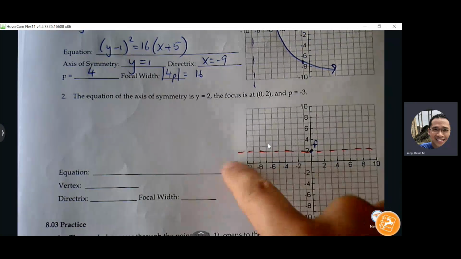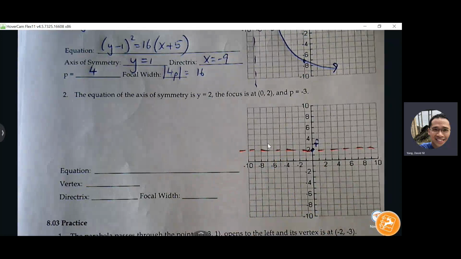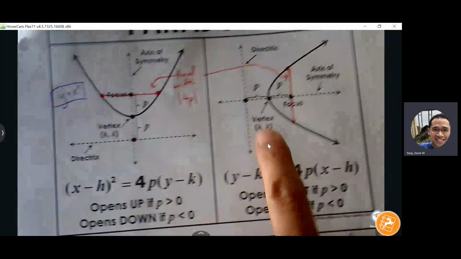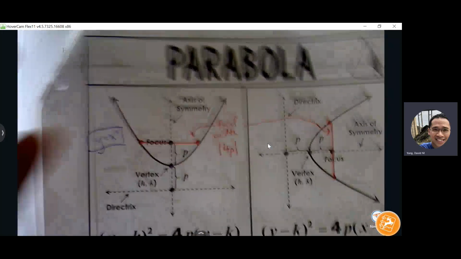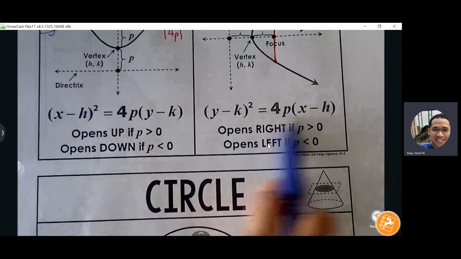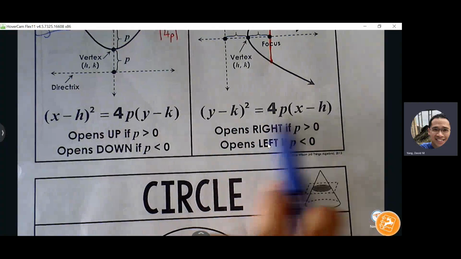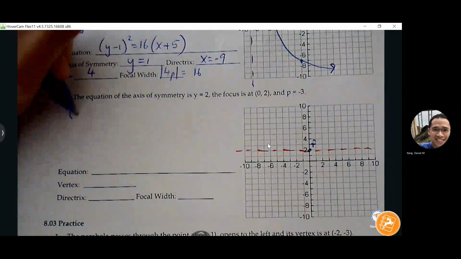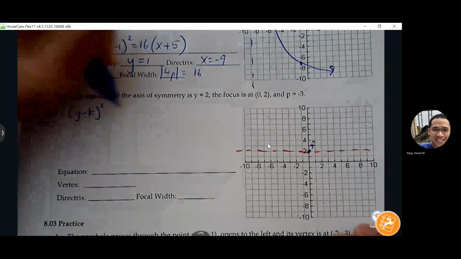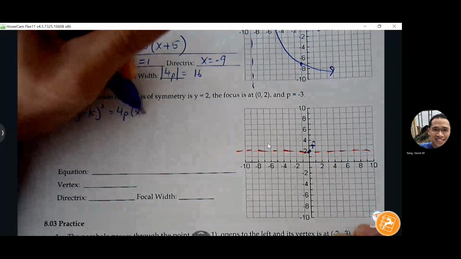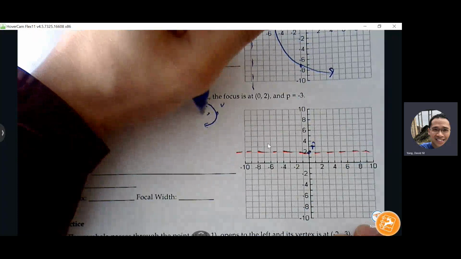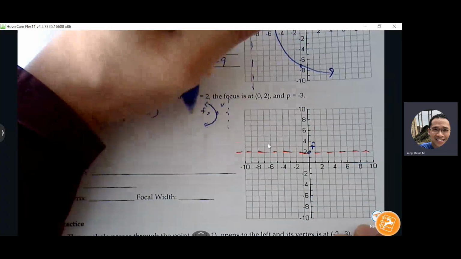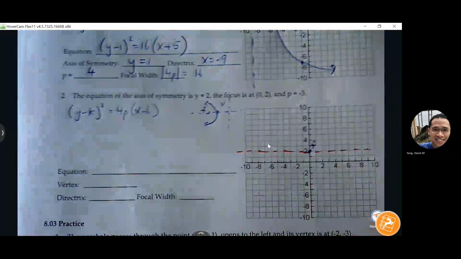To the left, yeah. So you have a horizontal axis of symmetry. So that's going to narrow it down to either opening left or right. And my p-value is negative, so it's got to be opening to the left. So I'm going to go ahead and put this down, so I know I'm going to be working towards this formula, this equation. I already know how my graph's going to open, right? Vertex, focus, directrix, axis of symmetry.